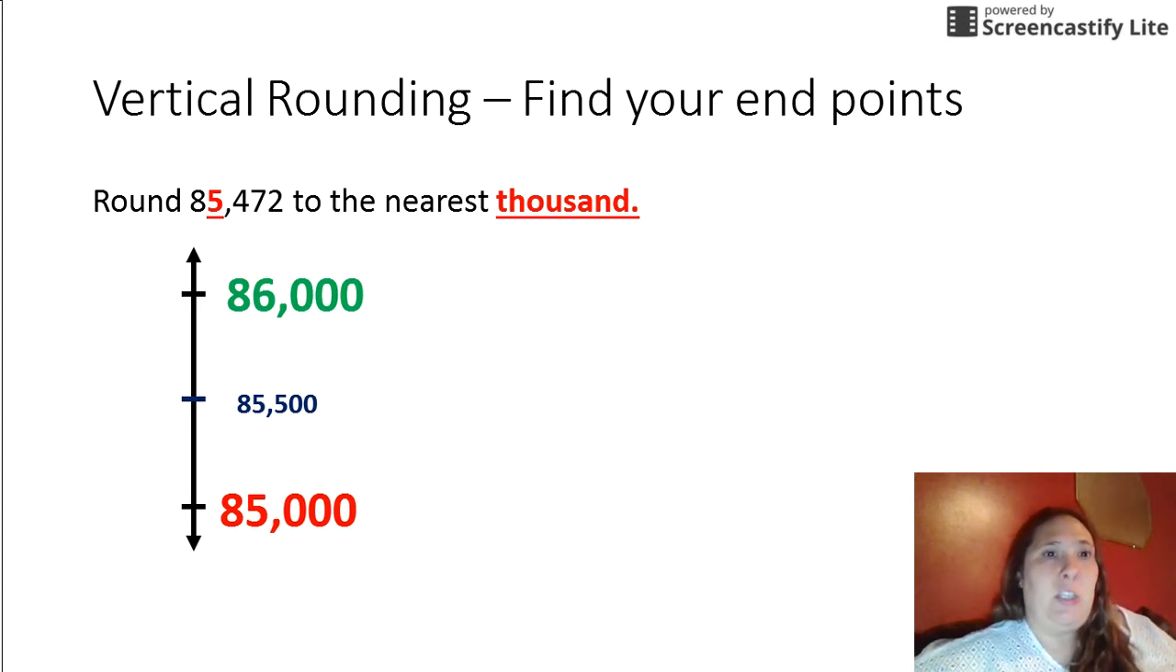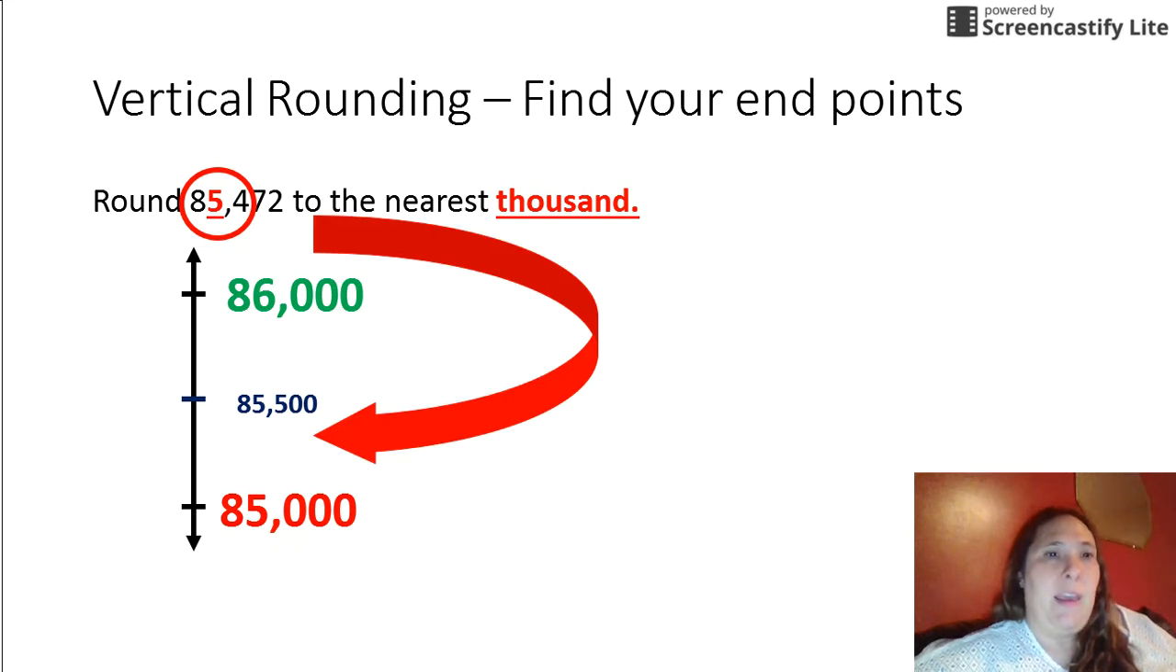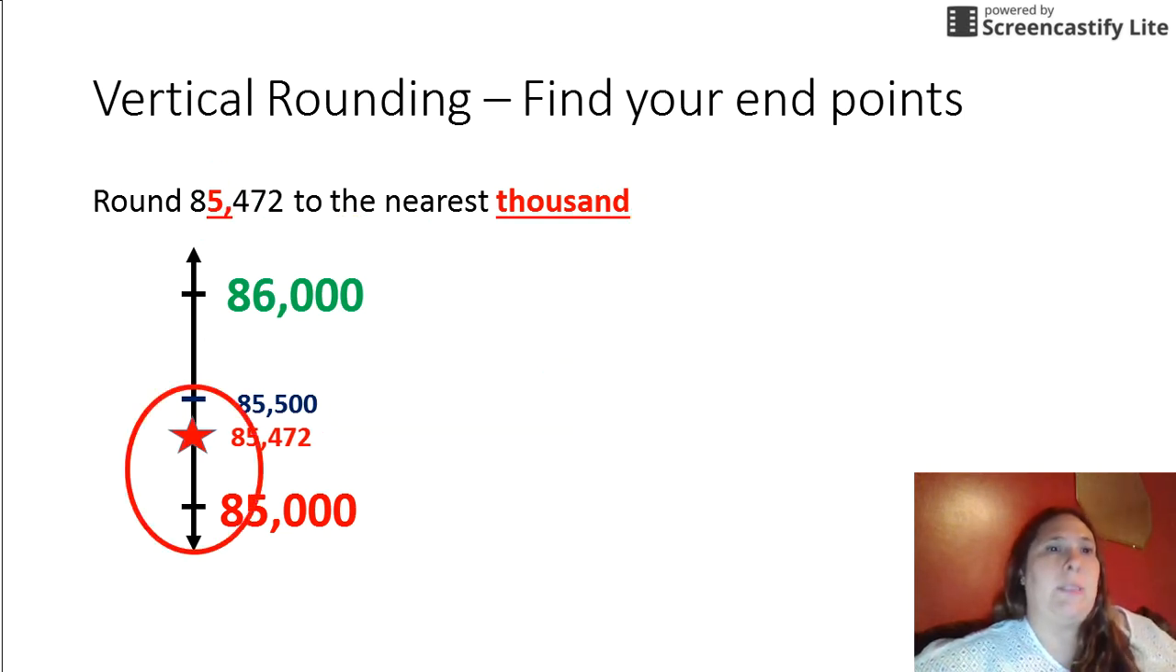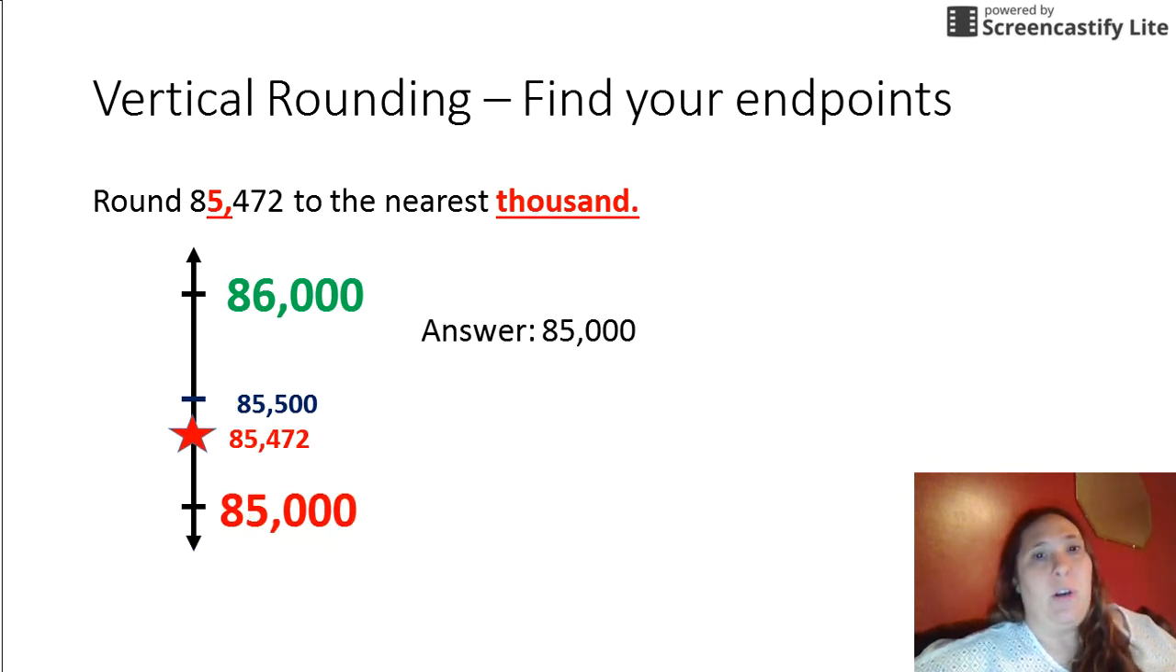The next step is to take a look at the number that we have that we want to round and place it in the proper spot on the number line. In this case, it's going to go about here. 85,472 would fit towards the bottom part of our number line. It is less than 85,500, which would then mean that it would round to 85,000. Our answer for round 85,472 to the nearest thousand would be 85,000.